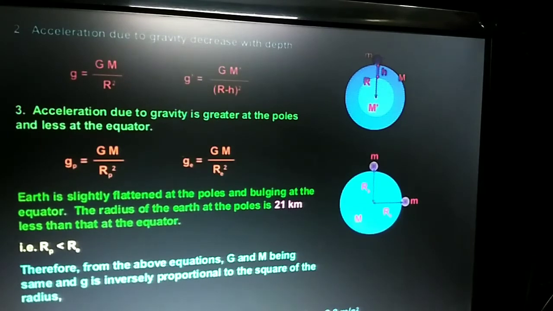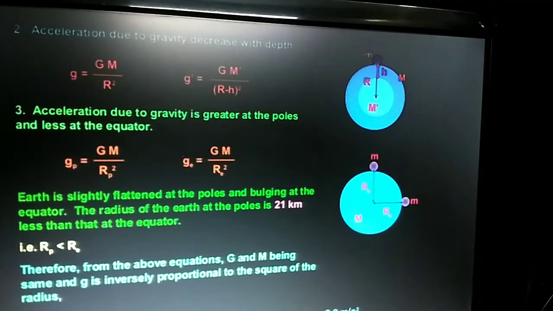Acceleration due to gravity decreases with depth also. Suppose g is equal to G M by r square, then g dash, that is at a depth h, is G M dash by r minus h whole square. Acceleration due to gravity is greater at the poles and less at the equator.